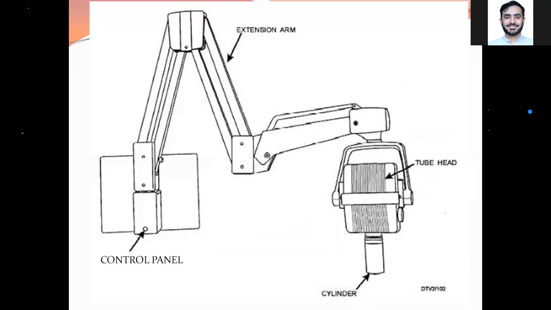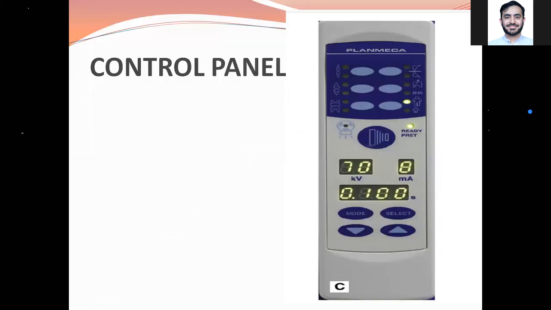Just revising the structure of an X-ray beam generator, like I said before, you have a control panel, an extension arm, and a tube head. I've already explained what the tube head is and how it generates the X-rays. There's nothing in the extension arm; it's just to accommodate your angle and direction. But there are a lot of things in your control panel. So let's see what is in a control panel. I'll just increase the brightness so you can see all the buttons on this figure.